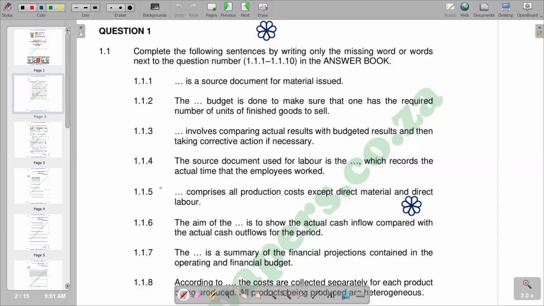Moving on to 1.1.4. The source document used for labor is the dash, which records the actual time that the employees have worked. So basically, this is the time sheet.